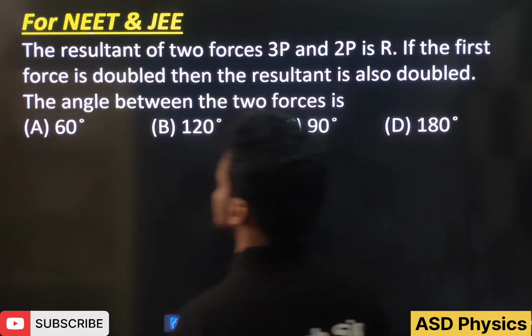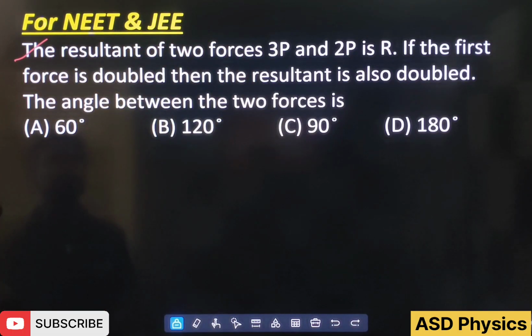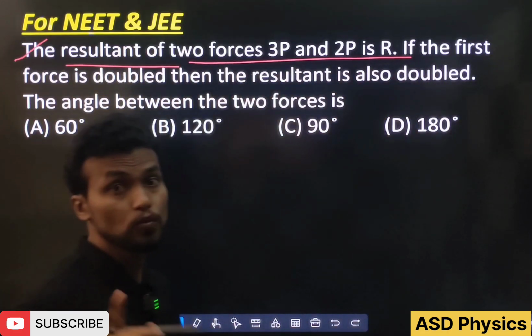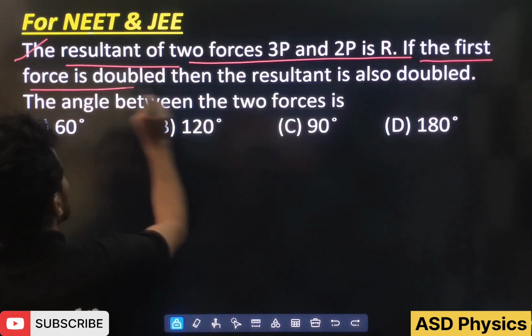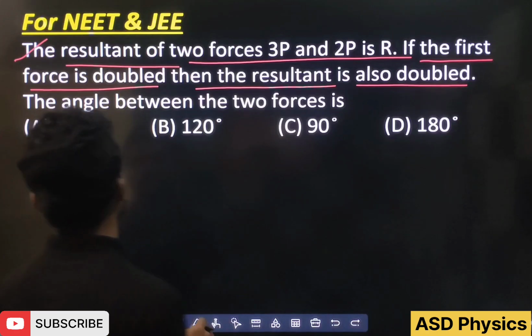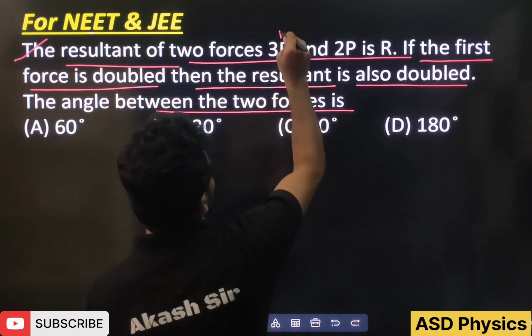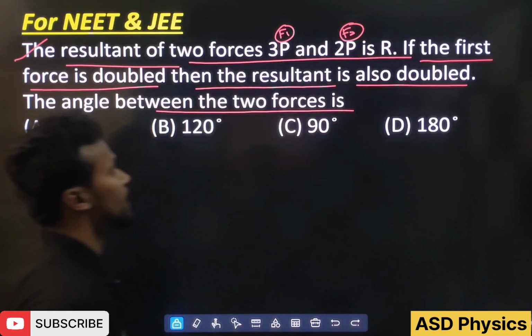Great. Next one, that is also important for NEET and JEE, even for the board exam. The resultant of two forces 3P and 2P is R. After that, if the first force is doubled, then the resultant is also doubled. The angle between these two forces is how much? Let's take this as force F1 and this as force F2.